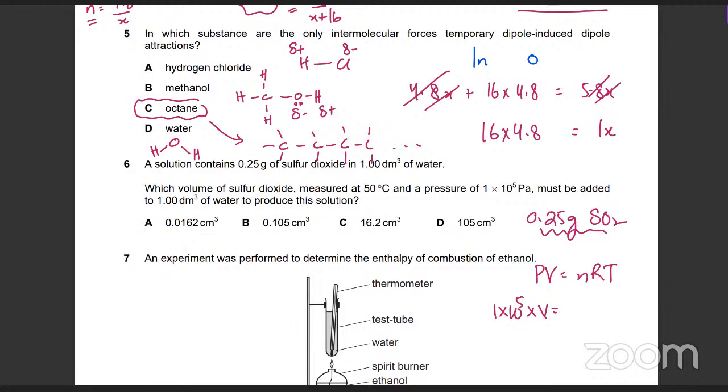Moles we can find out. What are the moles? It's going to be 0.25 divided by the Mr of SO2. What's the Mr of SO2? 32 plus 16 plus 16, so that's 64.1 to be exact. R is 8.31. And the temperature is 50 centigrade. What is it in Kelvins? Plus 273, so 323.